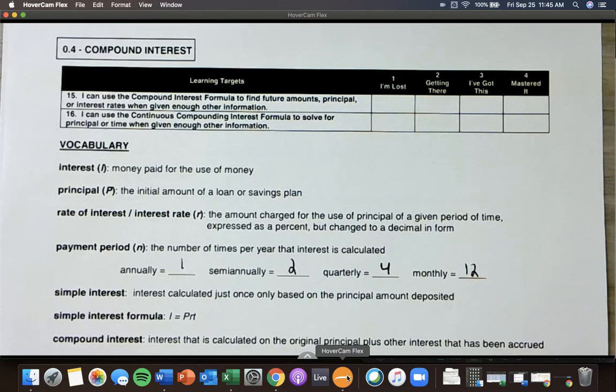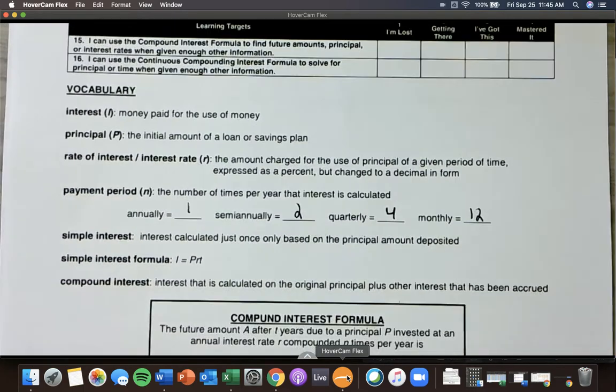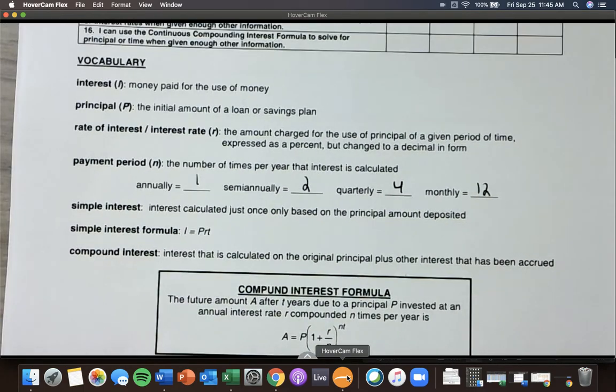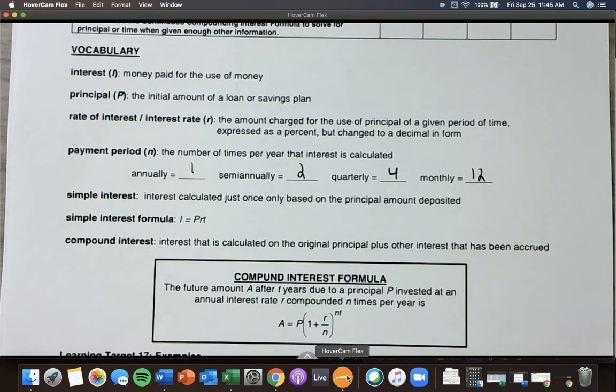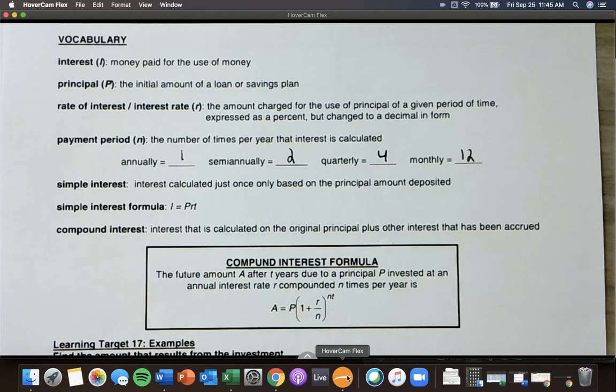There's also different kinds of interest. One that we'll start with is simple interest, and we've probably seen this equation before. It's interest calculated just once, only based on the principal amount deposited. The formula we can use for it is I equals PRT, which is the interest is equal to the principal times the rate times the time.